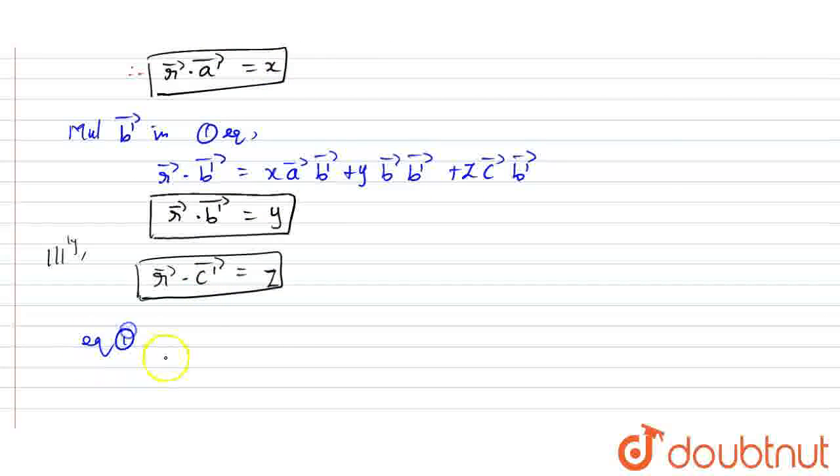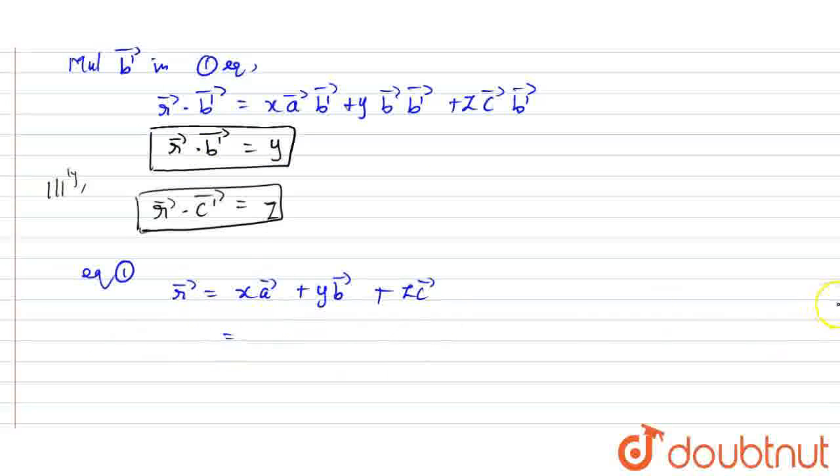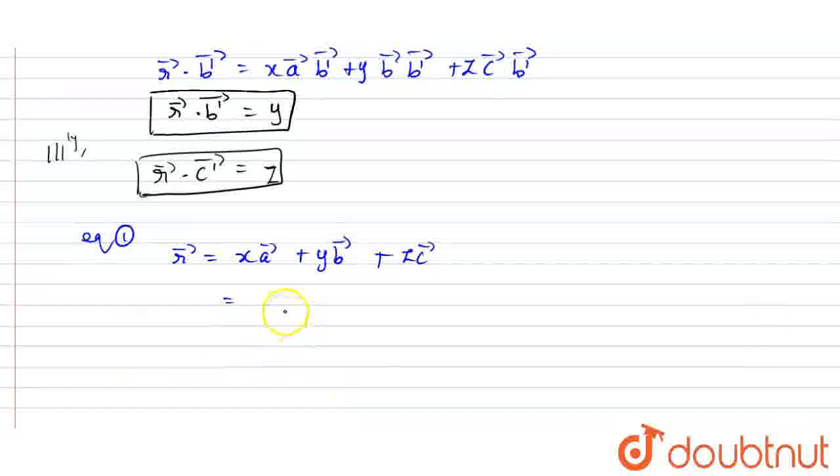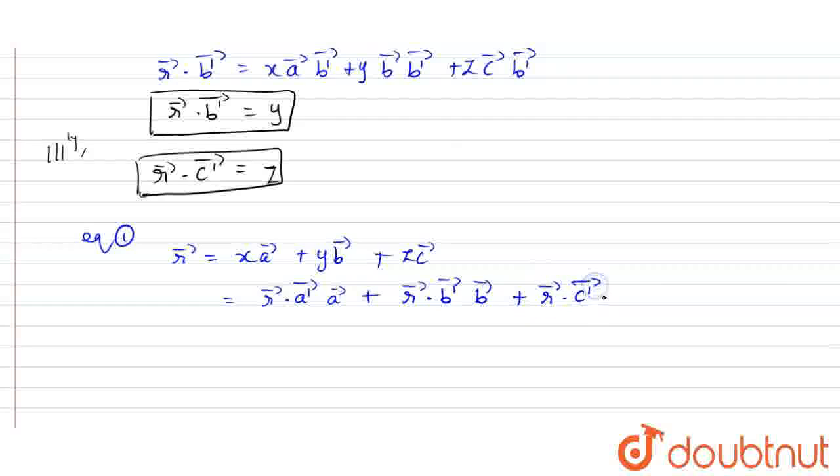So equation 1: R vector equals x a vector plus y b vector plus z c vector. The x value equals r dot a dash vector, into a vector, plus y, the y value I'm going to substitute here, r vector dot b dash vector into b vector, plus z, r vector dot c dash vector into c vector.